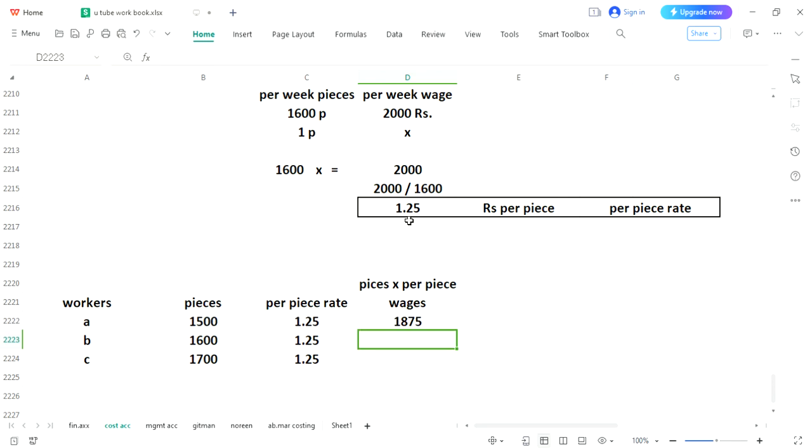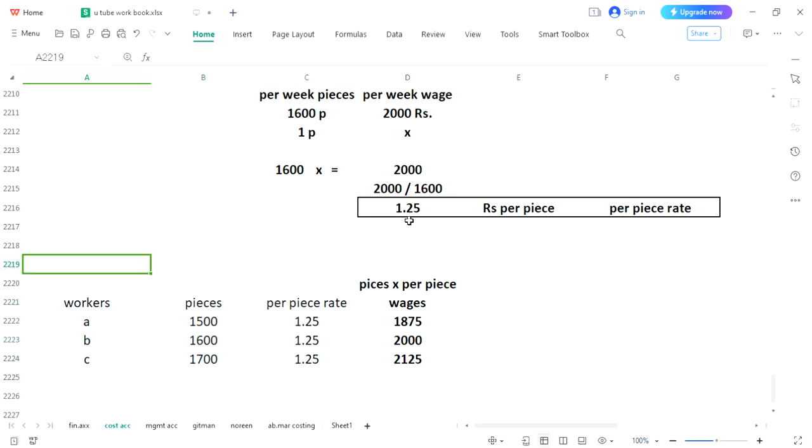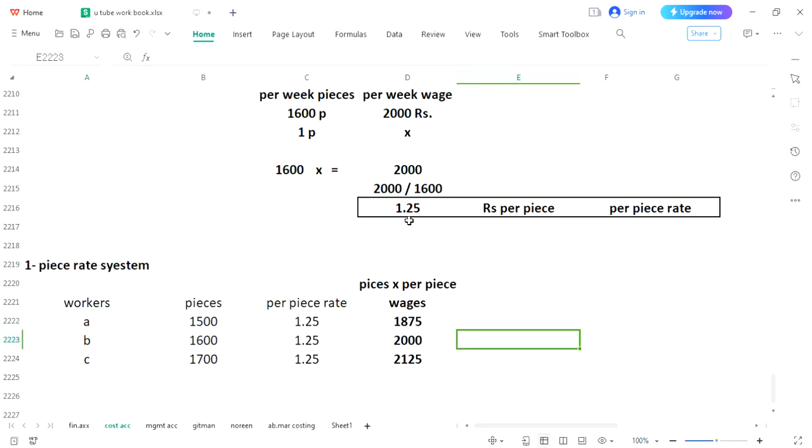For the second person, we will follow the same thing. Number of units manufactured by B is 1600. You need to multiply by per piece 1.25. And then number of units manufactured by C, 1700, multiplied by 1.25 per piece rate. So we have calculated our wages, which were required in part A. This is actually the piece rate system. First part has been solved, and this is where the piece rate system was applied, under which we have calculated three wages.